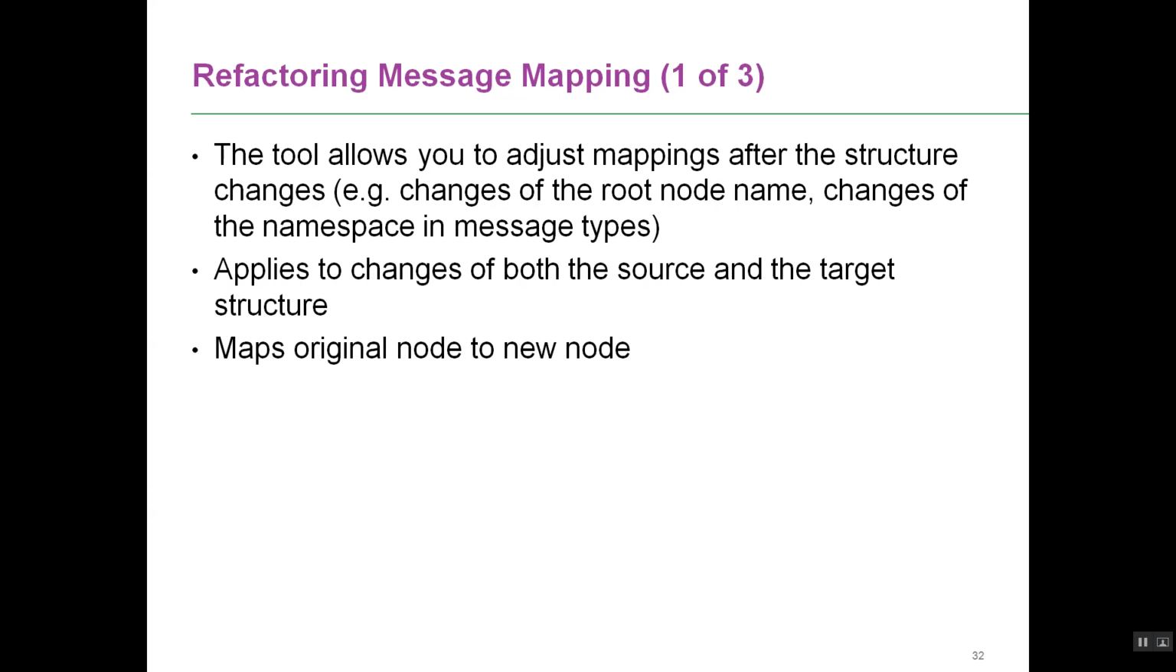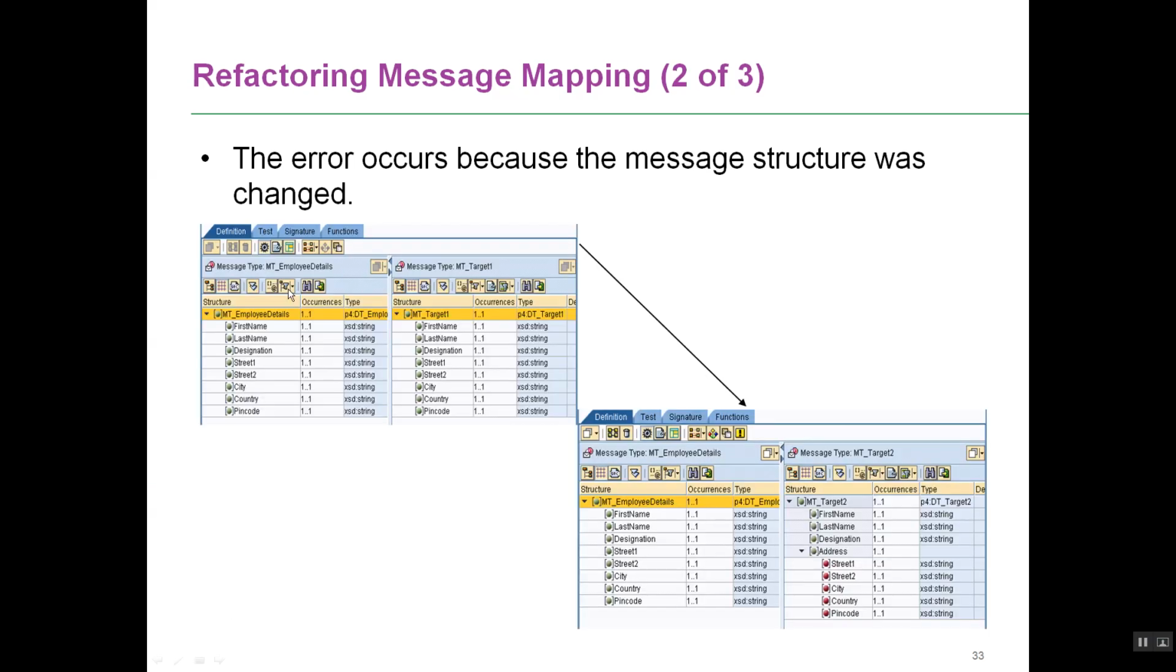Okay, so let's look at one more example. Let's assume that this was the ASUS mapping. In the ASUS mapping, you had first name, last name, designation, street 1, street 2, and so on, right? Everything was hunky-dory, and then you went ahead and made a change where you introduced this address segment. This address was not there before.